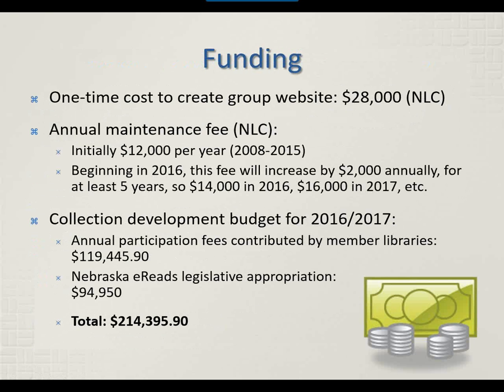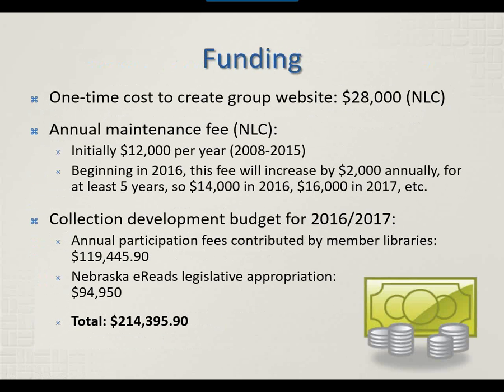The nice thing about the Library Commission being able to pay the maintenance fee is that all of the money that you contribute annually through paying your annual participation fee goes into our collection development pot. Each of your libraries pays either 10 cents per population served or a minimum of $500 to participate. We just finished the renewal period where people re-upped for the next year. For this coming year, we've got $119,445 in our collection development pot contributed by member libraries.